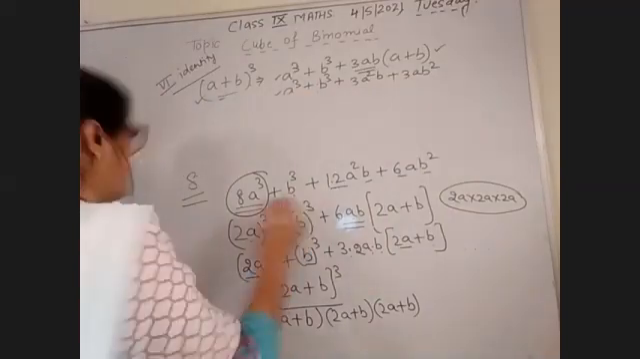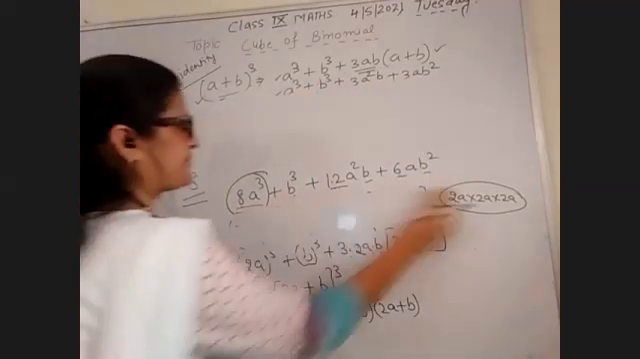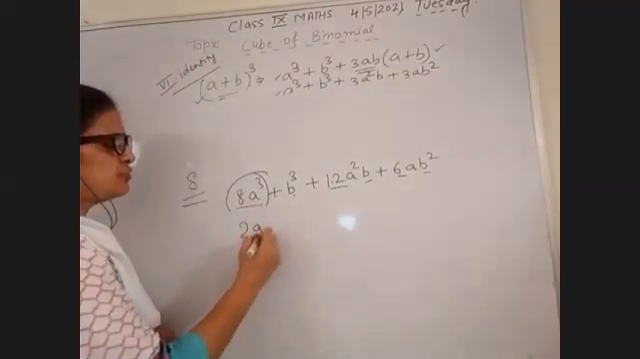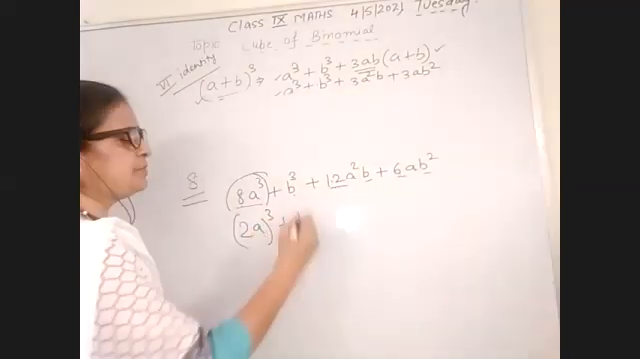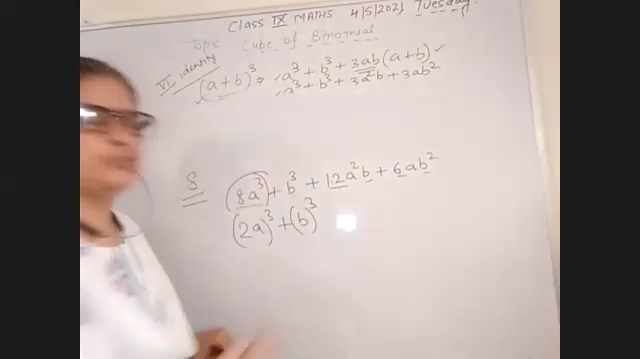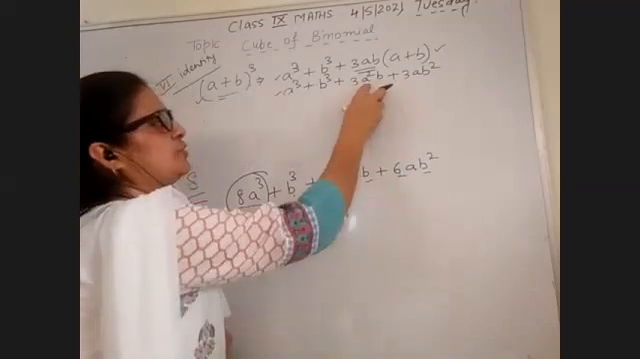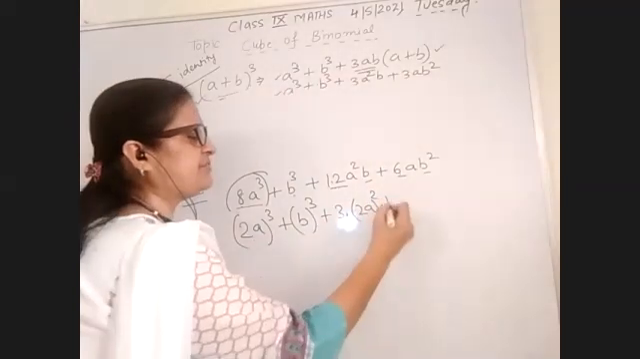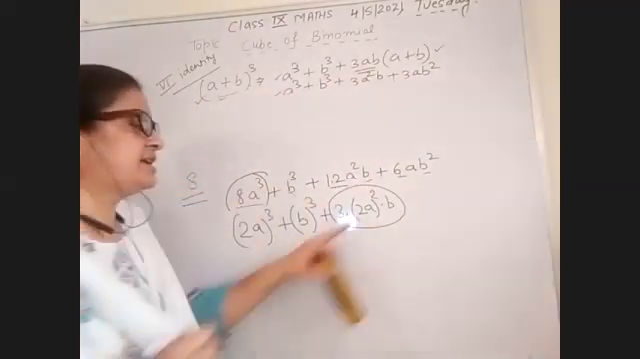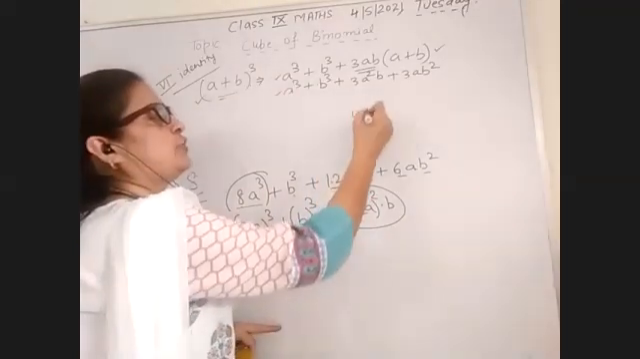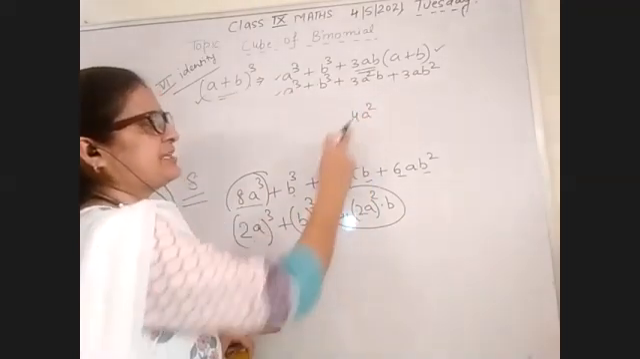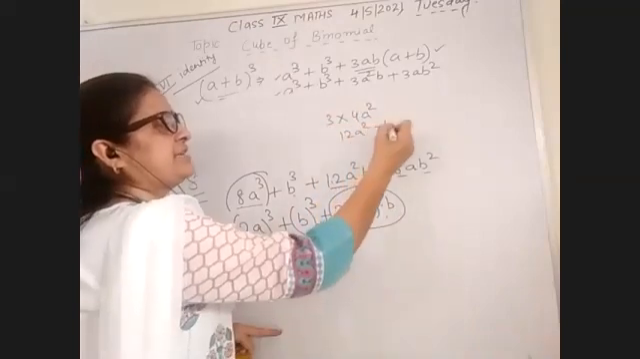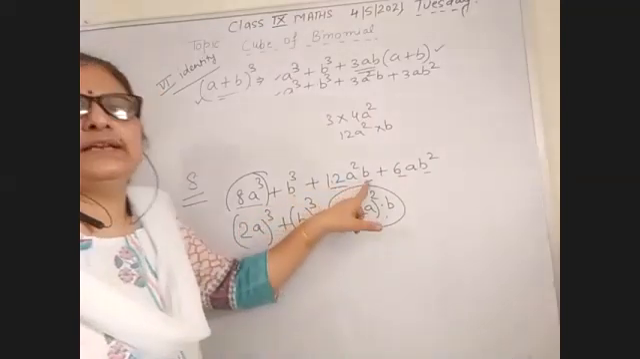Now 8a cube plus b cube. 8a cube you will change into 2a whole cube, and b cube you can write b whole cube, and plus 3 into a square. A is given 2a square and b is given b. When you expand this term, 2a square equal to 4a square, and 4a square multiplied by 3 is equal to 12a square, and 12a square multiplied by b is equal to 12a square b.